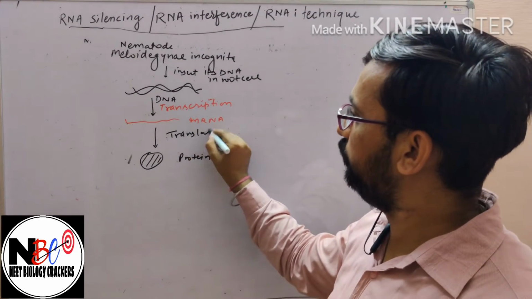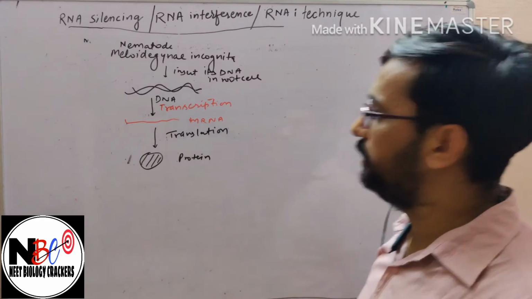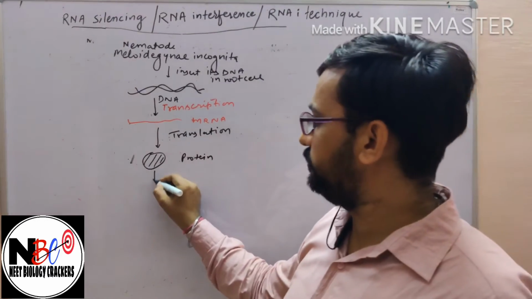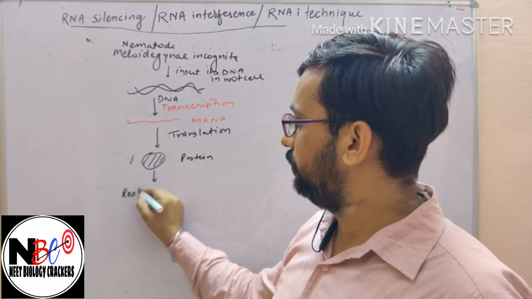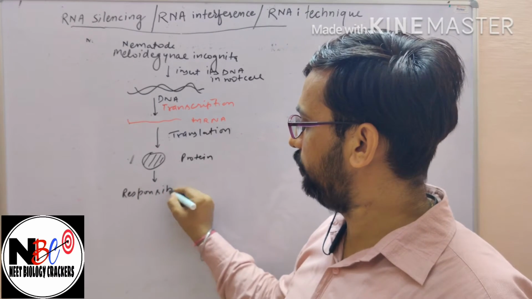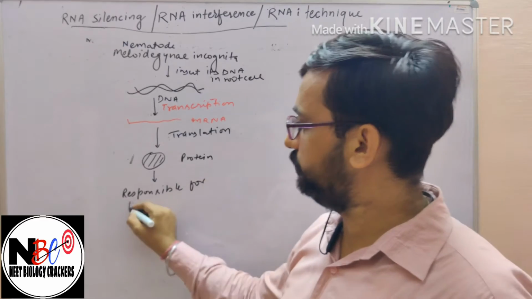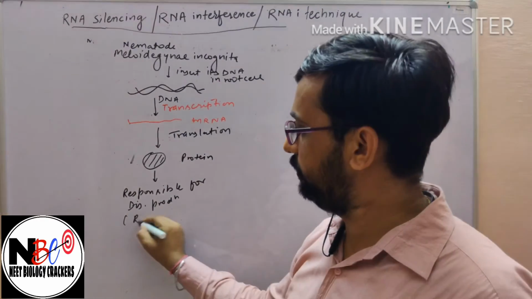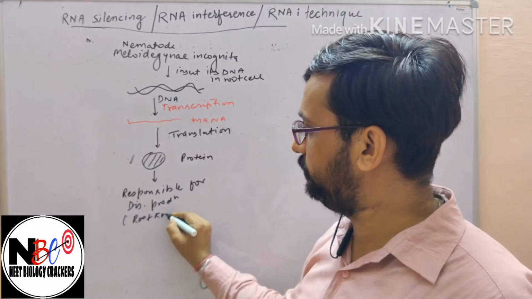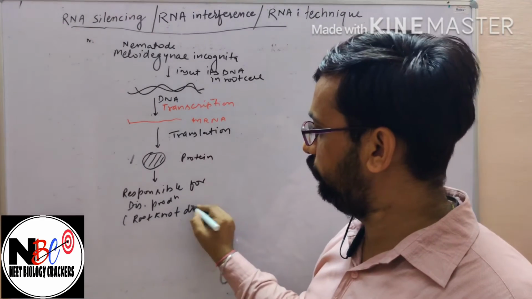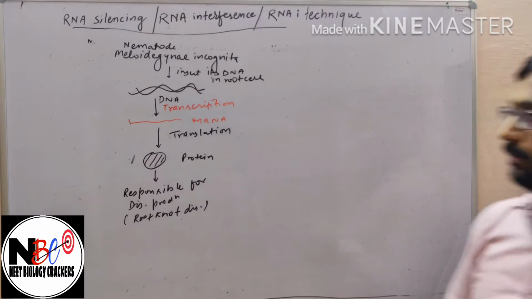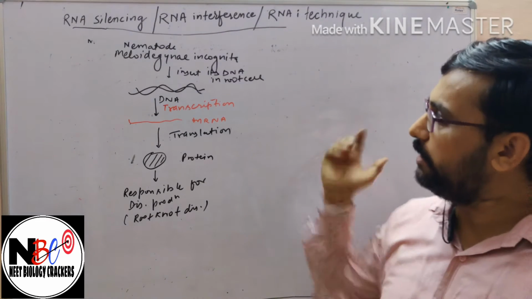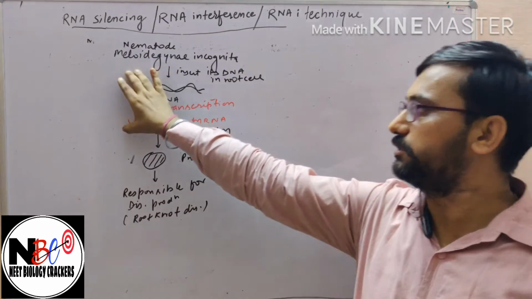This process of formation of protein from mRNA is called translation, and this protein is responsible for disease production. Which disease? That is the root knot disease. How will we protect the plant? How will we make the plant nematode resistant?